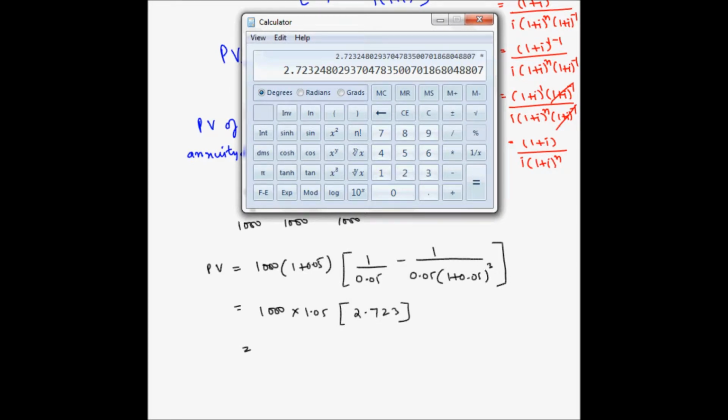Now we have to multiply this by 1.05 and 1000. So 1.05 into 1000. So this is equal to 2859.4 rupees. Now this is exactly the same answer that we had gotten by calculating PV1, PV2, PV3 and adding that up to find the present value.